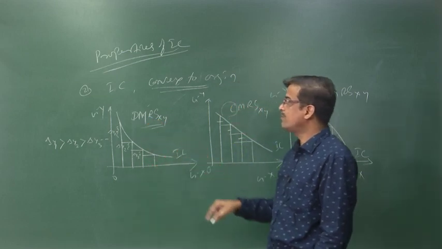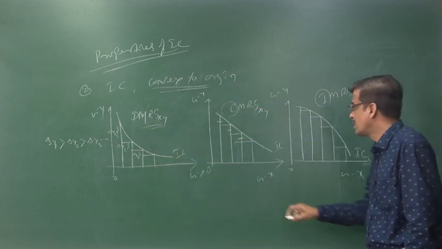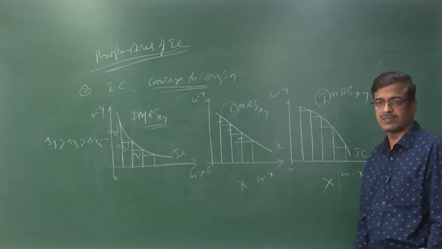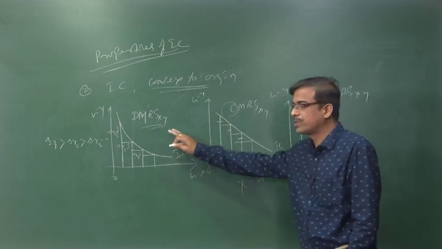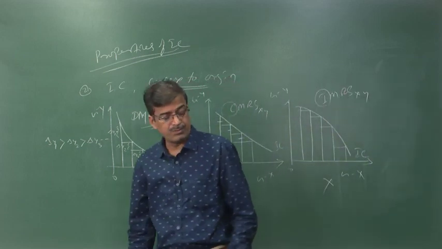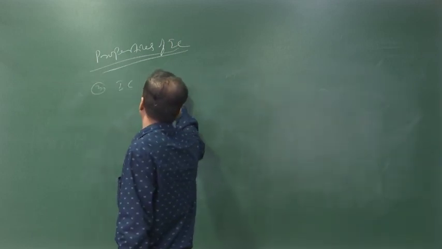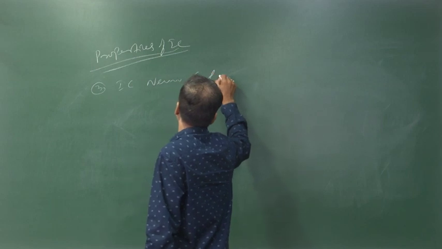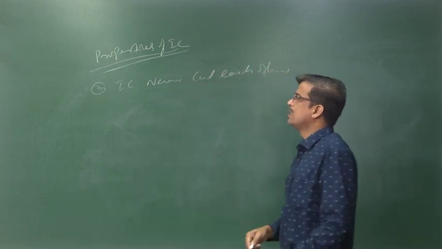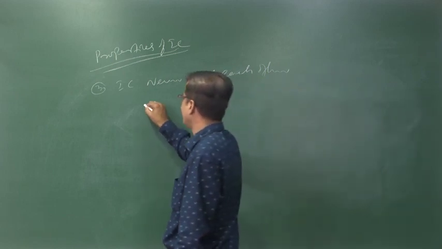So, the second property tells us the indifference curve is always convex to the origin, not a straight line, not concave to the origin. Only this one possibility is there. Now, after knowing the second property, move to the third property. Indifference curves never cut or intersect each other. Why is it so? Why do they not intersect each other?